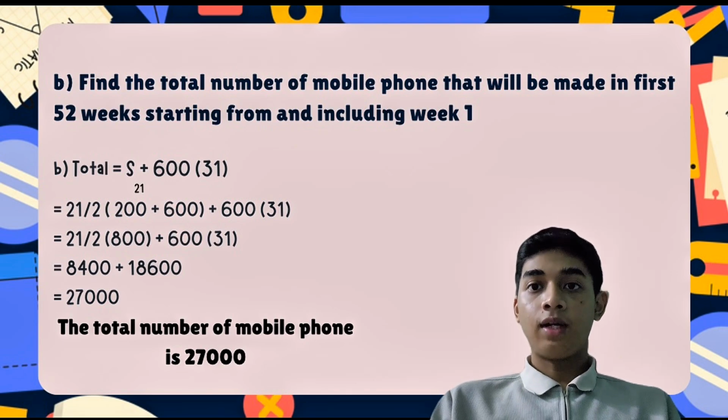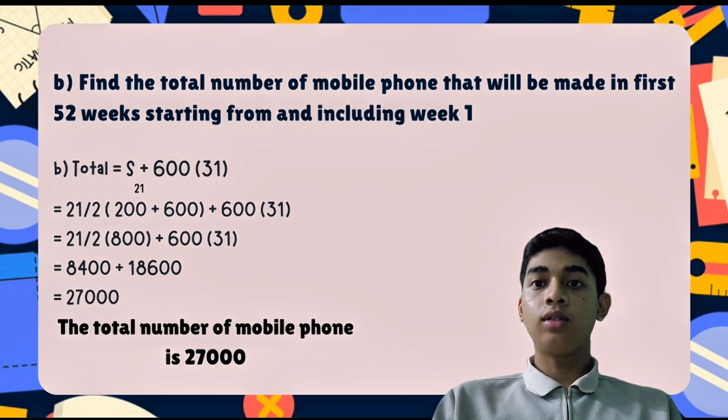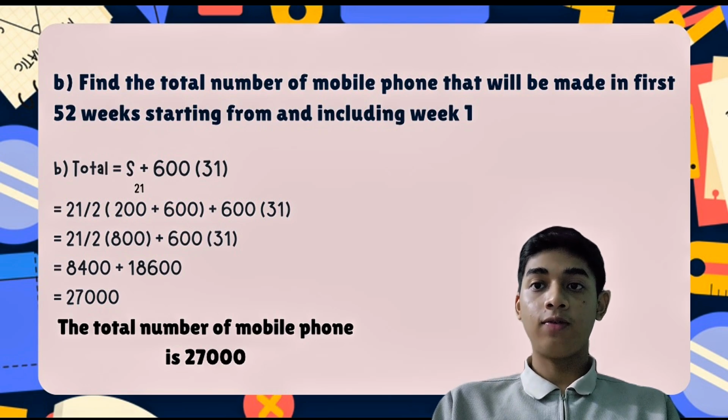8,400 plus 18,600 equals 27,000. So the total number of mobile phones made in 52 weeks is 27,000.